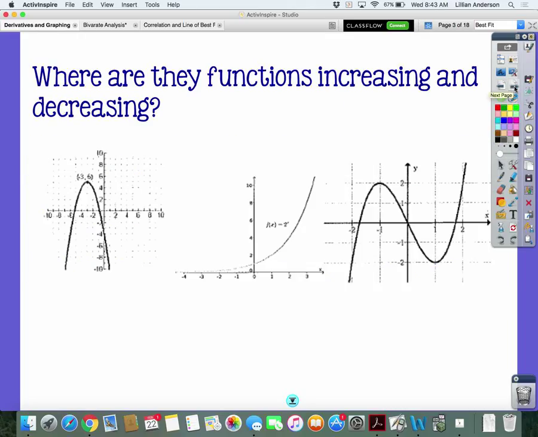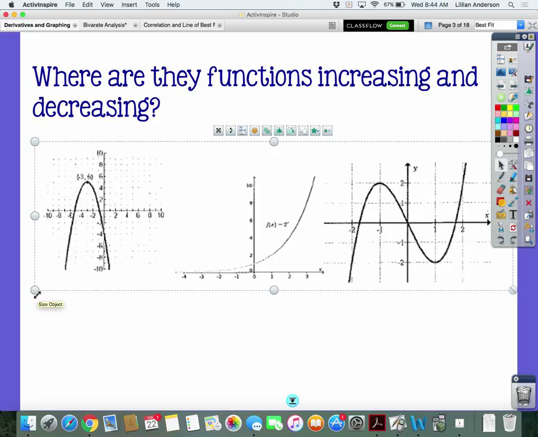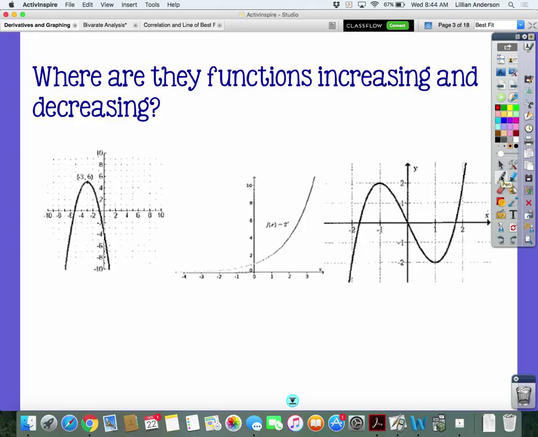So we have three graphs here. And I've asked the question, where are these functions increasing and decreasing, okay? If we look at the very first one, yes, this is a quadratic, and so the function is increasing from where to where, would you say? From negative infinity to negative 3. Very good. Okay, increasing basically means the graph is going up as you're going from left to right.